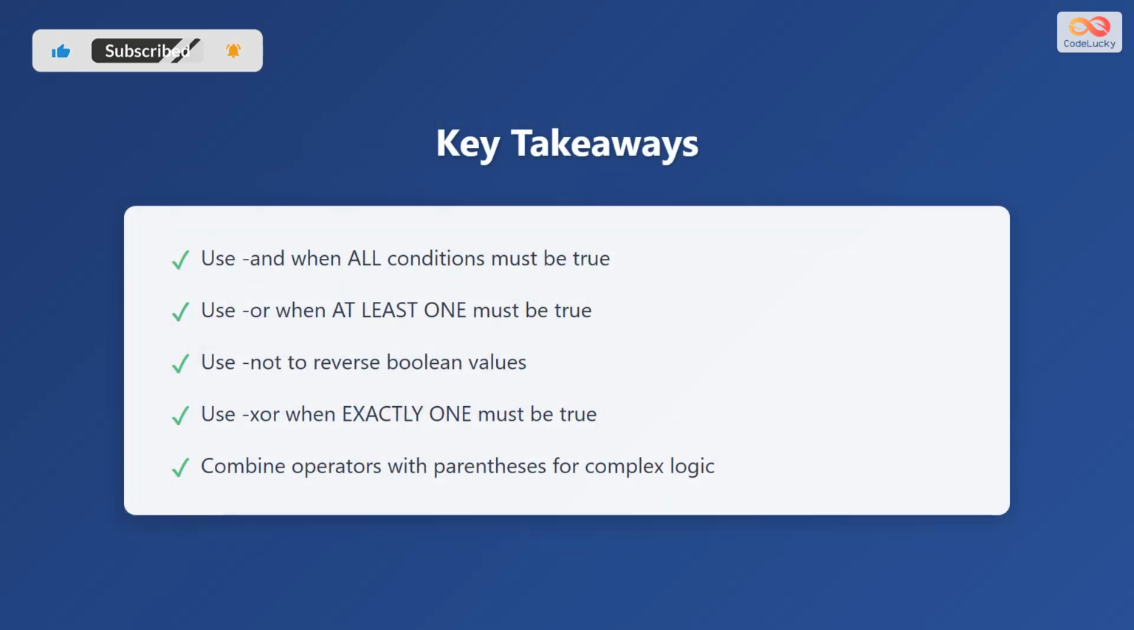Let's review the key concepts. Use -and when all conditions must be true for your code to execute. Use -or when at least one condition needs to be true. Use -not to reverse or negate boolean values, checking for the opposite condition. Use -xor when exactly one condition must be true, but not both. And remember, you can combine these operators using parentheses to build complex, sophisticated logic for real-world programming scenarios. Practice using these operators in different combinations to become comfortable with conditional logic in PowerShell.